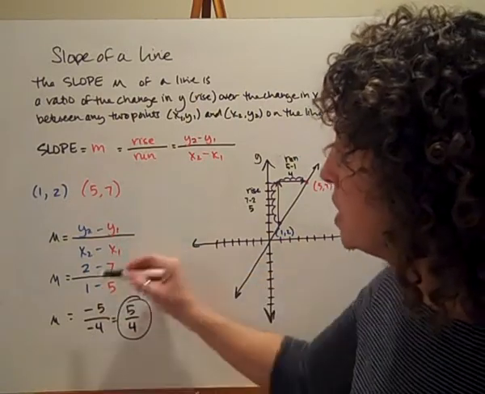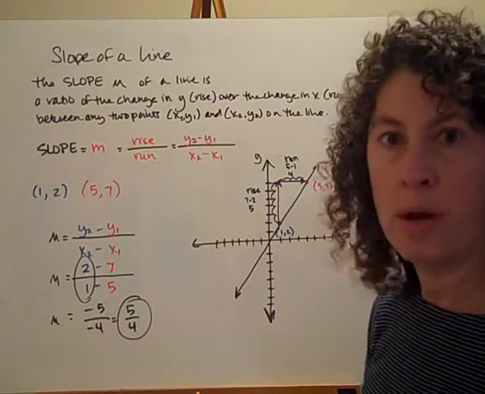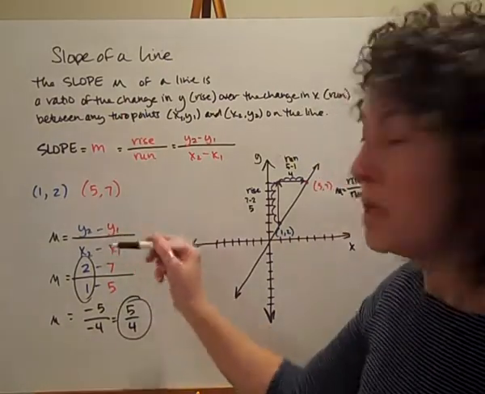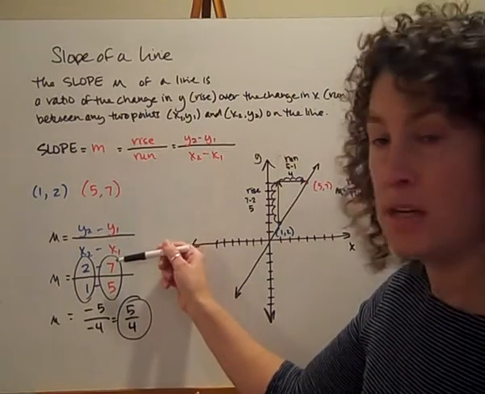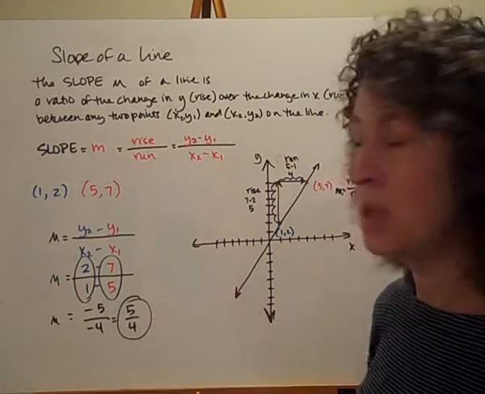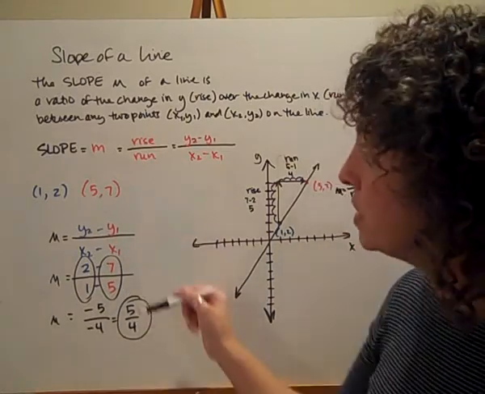So I should be able to look and see that this is one of my ordered pairs stacked right on top of each other. Y on top, x on the bottom. And this is my other ordered pair, again stacked on top of each other, y on top, x on the bottom. So from here I'm going to do my math.